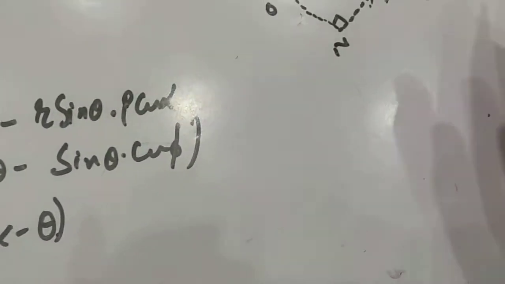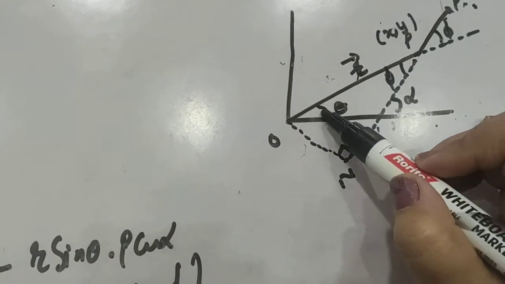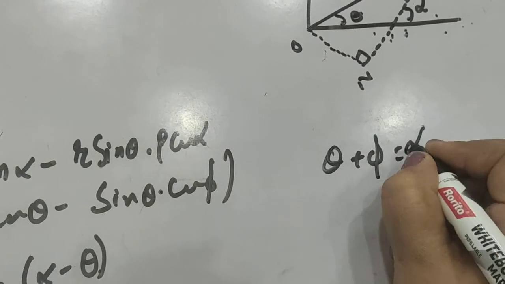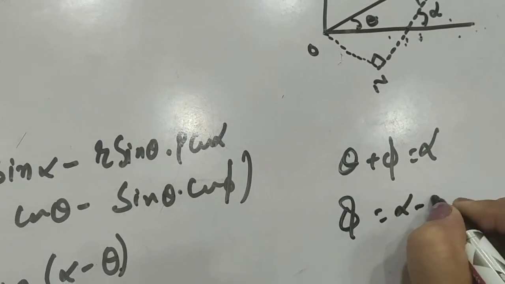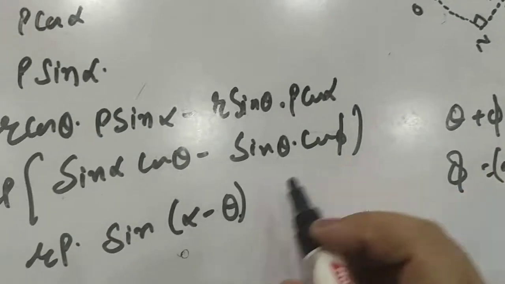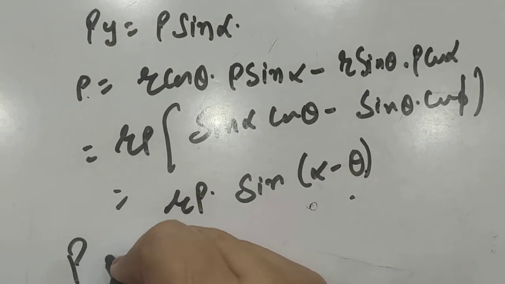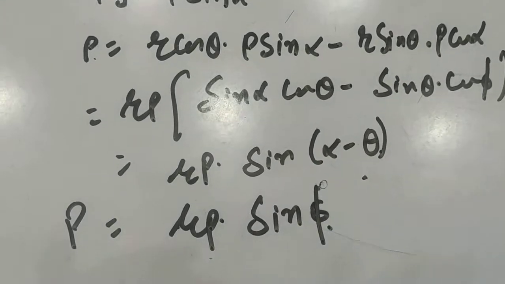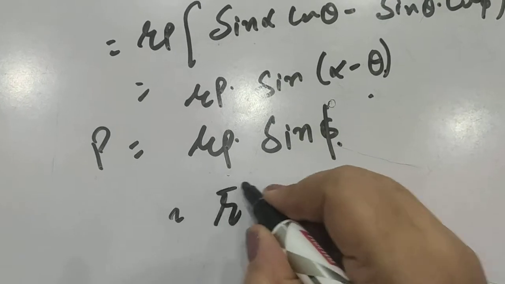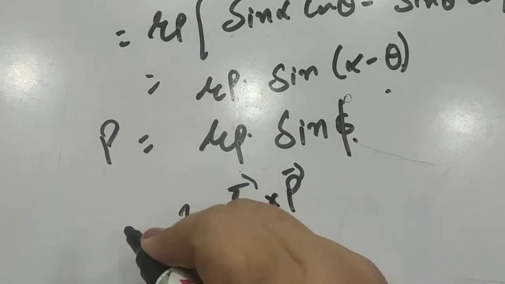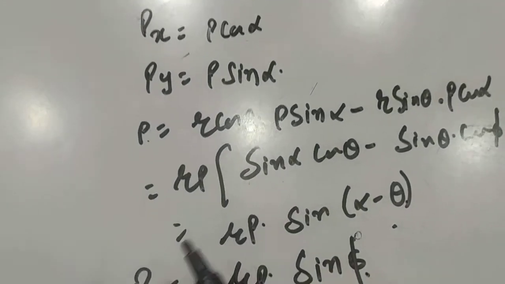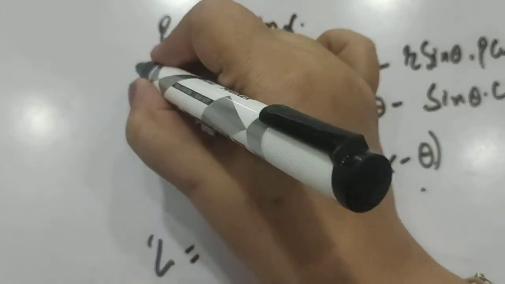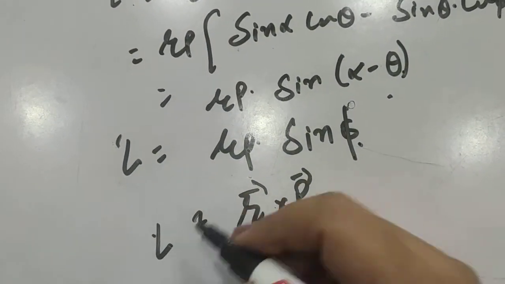Now we can use the property that the sum of interior angles is equal to the exterior angle. So accordingly, theta plus phi is equal to alpha, or phi is equal to alpha minus theta. Putting this value in this expression, we have L is equal to rp sine of phi. Or we can write this as r cross p. This is angular momentum, represented by L. So L is equal to r cross p.